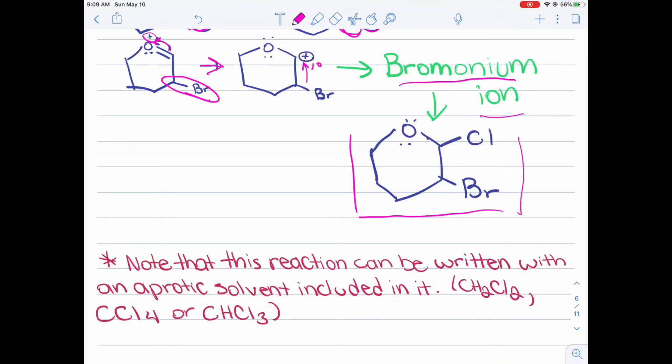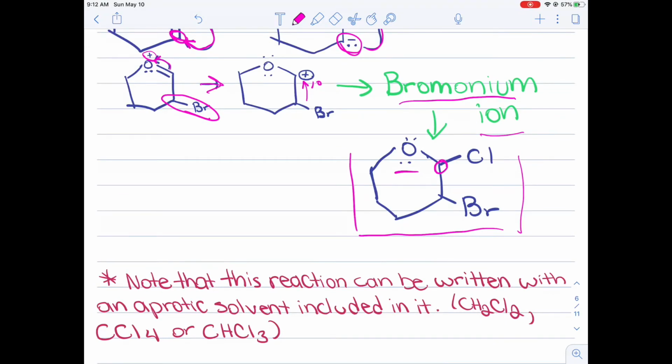Take note that your chlorine is attached to this carbon due to the fact that it is more electronegative, since it is right next to an electronegative atom. Know that you can be tested upon this reaction with aprotic solvents included, such as CH2Cl2, CCl4, or CHCl3. If you see this paired with your reactant as a double halide, know that this is going to be a halogenation reaction.